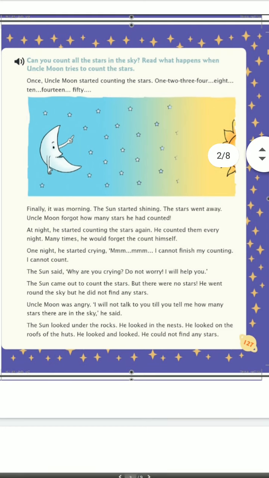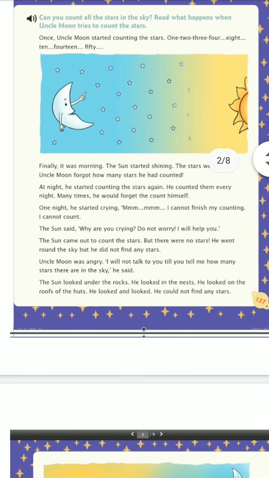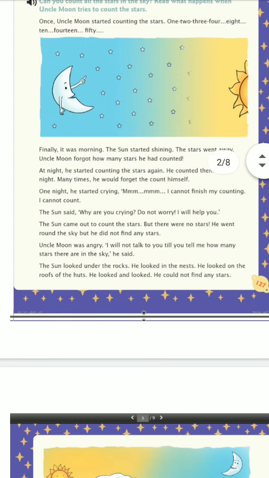Finally, throughout the night he was counting all the stars. Puri raat he was counting the stars. Finally it was morning, and the sun started shining. When the sun began to shine, the stars went away. As we all know, when the sun comes in the sky, there are no stars in the sky in the morning time. So when the sun started shining, all the stars went away.